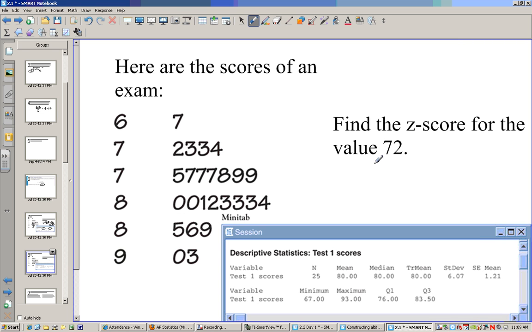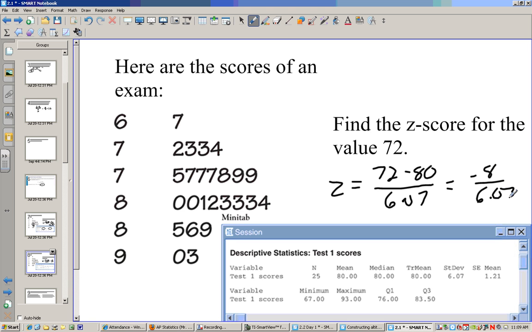Now if I find the z-score for 72, I'm going to take 72 minus my mean divided by my standard deviation. So this would be negative 8 over 6.07. Mr. Calculator says it is negative 1.31. Now that negative tells us that it's going to be below the mean. So 72, if we look, that's down there. That's definitely below the mean, and it's 1.31 standard deviations below the mean.